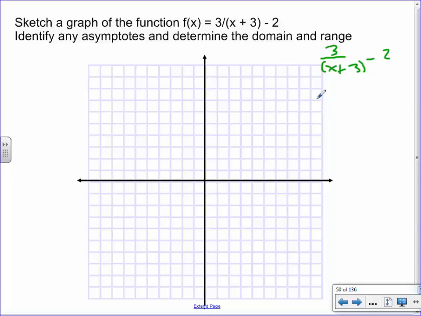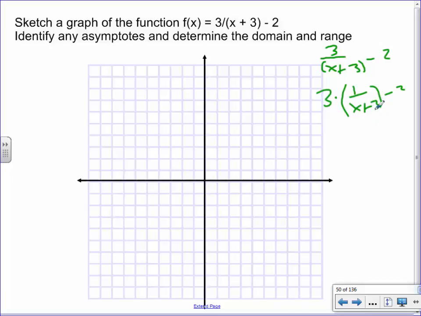Or here's another way of writing it. You could write it as 3 times 1 over x plus 3, minus 2. See how I'm kind of writing that there? This is one that I think we could do without a calculator.